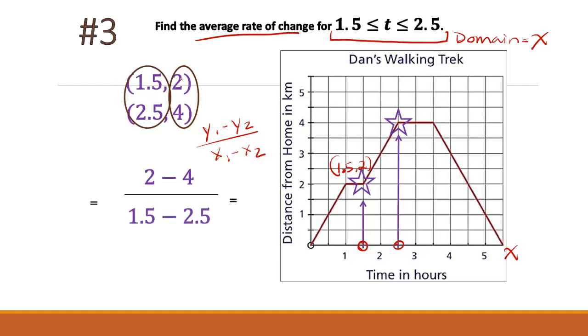See, you have to follow the order again. If you start with this 2, or with this 4 for your y, you have to start with the x, the 2.5. In this case, we started with 2 as our y. So we did 2 minus 4. So we have to go with the other part of that, 1.5 minus 2.5. Okay, what's going to happen is you're going to get negative 2 over negative 1. The negatives are going to cancel out to give you 2 kilometers per hour.